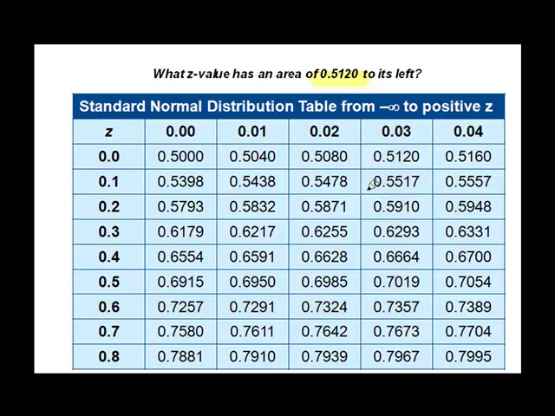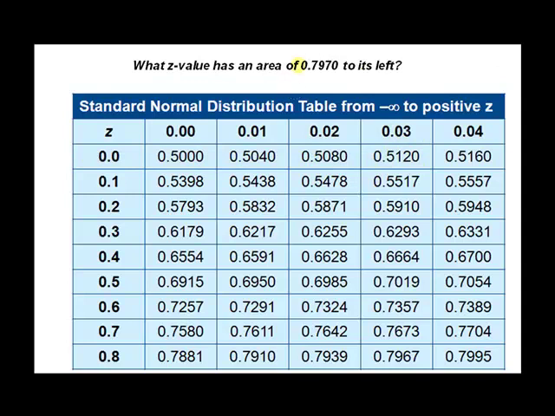How about 0.5120? Well, there it is. So we trace it back. It is a z-score of 0.03. So that's what we would put for our answer. Z equals 0.03.